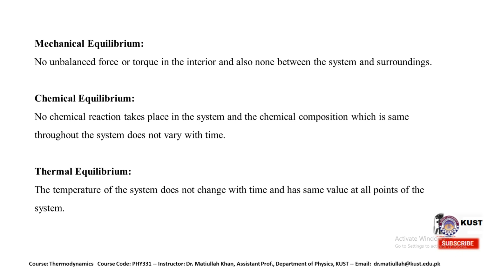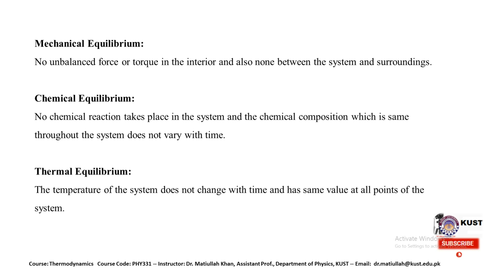And the other type of equilibrium is the chemical equilibrium. It means there is no chemical reaction taking place in the system, and the chemical composition of the system is the same throughout the system and does not vary with the passage of time. So we say this system is in chemical equilibrium.